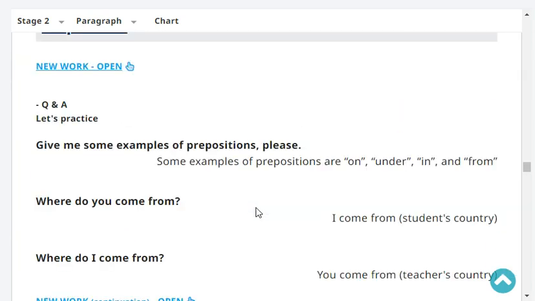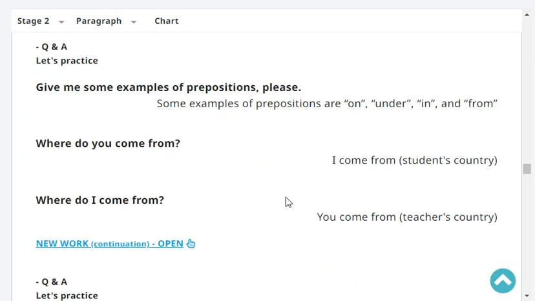Okay, next. Give me some examples of prepositions, please. Some examples of prepositions are on, in, under, and from.